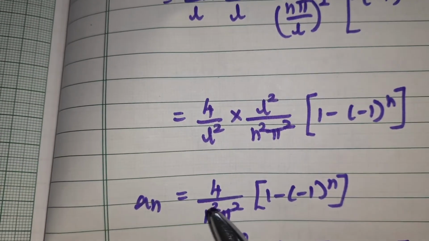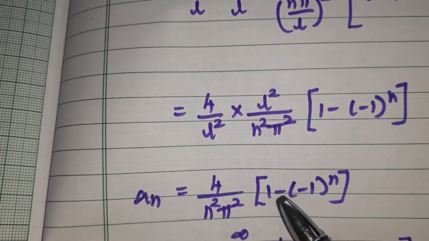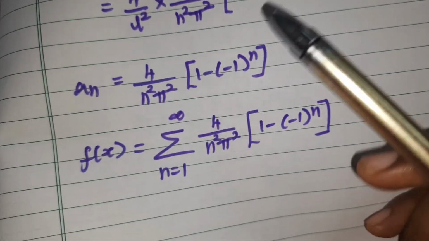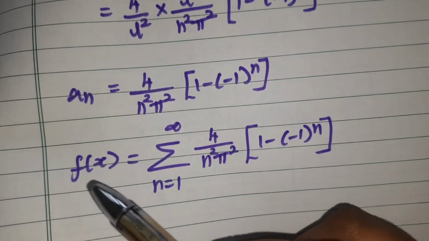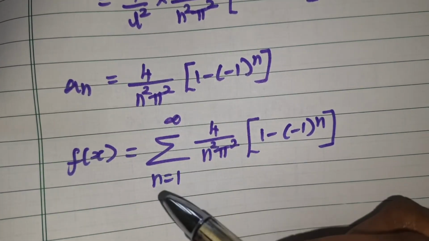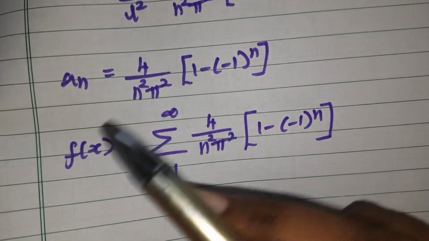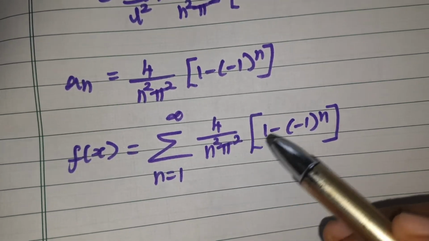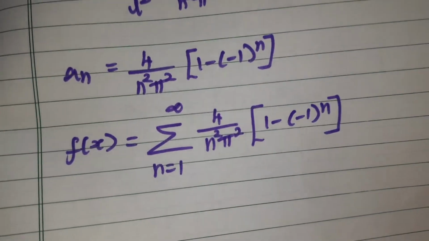Therefore a n is equal to 4 divided by n square pi square into 1 minus (minus 1) the whole power n. Then f of x equals summation of n is equal to 1 to infinity. Here a naught is 0, therefore only a n, so 4 divided by n square pi square into 1 minus (minus 1) the whole power n. This is the answer.